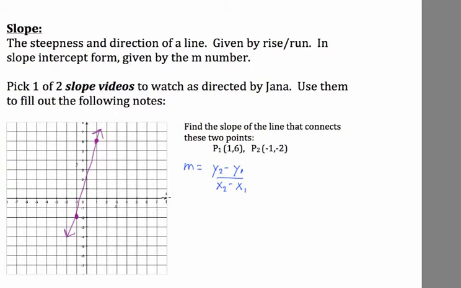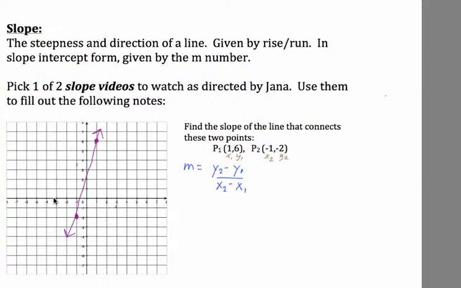To find the slope of a line that contains 2 points using a formula, you'll need the slope formula, which is right here in blue. The m, or the slope, equals y2 minus y1 divided by x2 minus x1. To figure out what y2, y1, x2, and x1 are, you just go to your points. You'll have 1 point and 2 points. Label one as point 1 and the other as point 2.